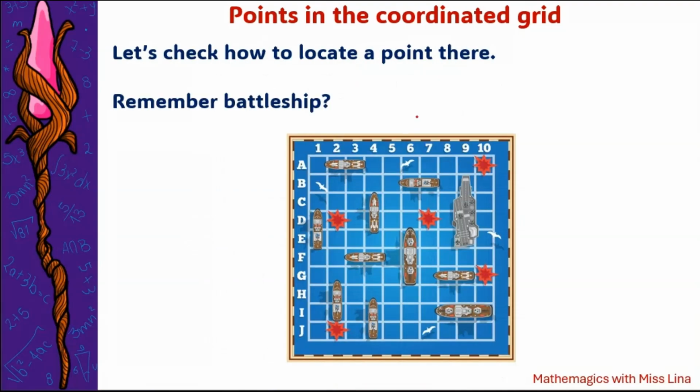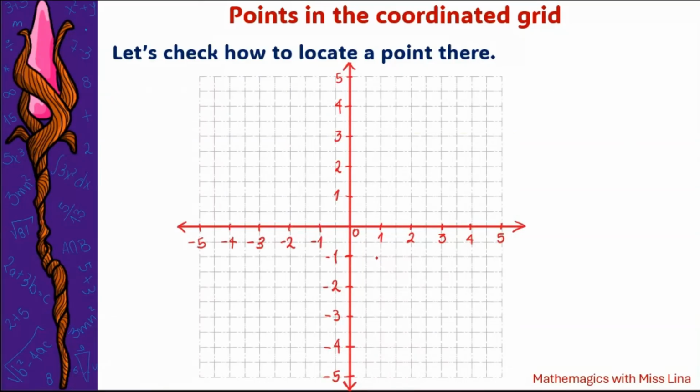Do you guys remember Battleship? In Battleship, for example, if the enemy would tell you D4, then you would find the D, the 4, and you are looking for the square that is in the intersection, right? Well, in the coordinate grid is something similar. Just that in this case, you are going to have numbers instead of a number and a letter.